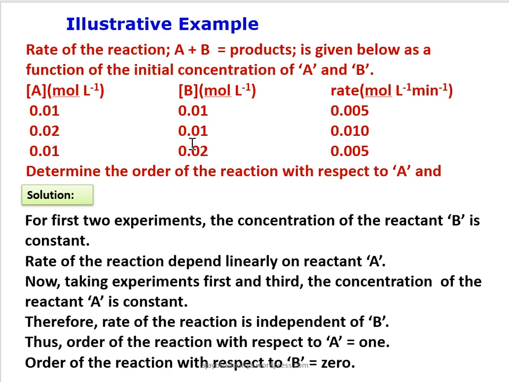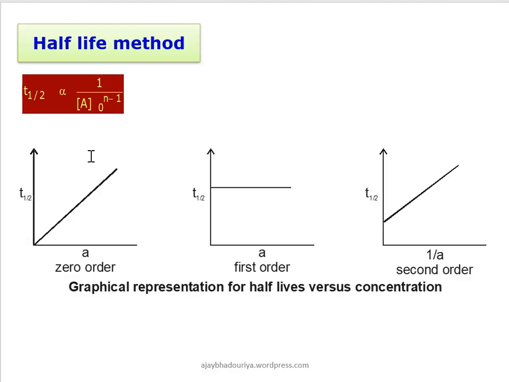The method is that you will form the two equations. In the one equation, we have to cancel these two, and in the second equation, we have to cancel 0.01 and 0.01. By which you can calculate the order of reaction with respect to A as well as with respect to B, and the overall order of reaction.